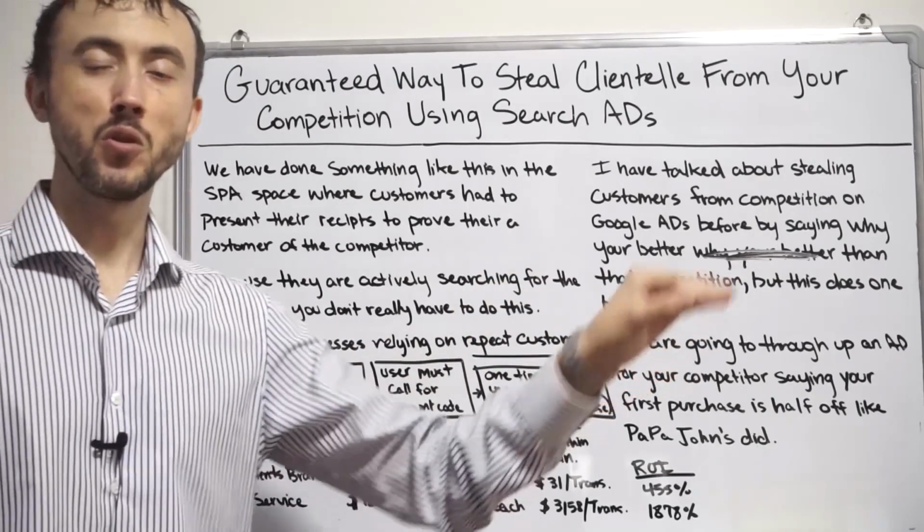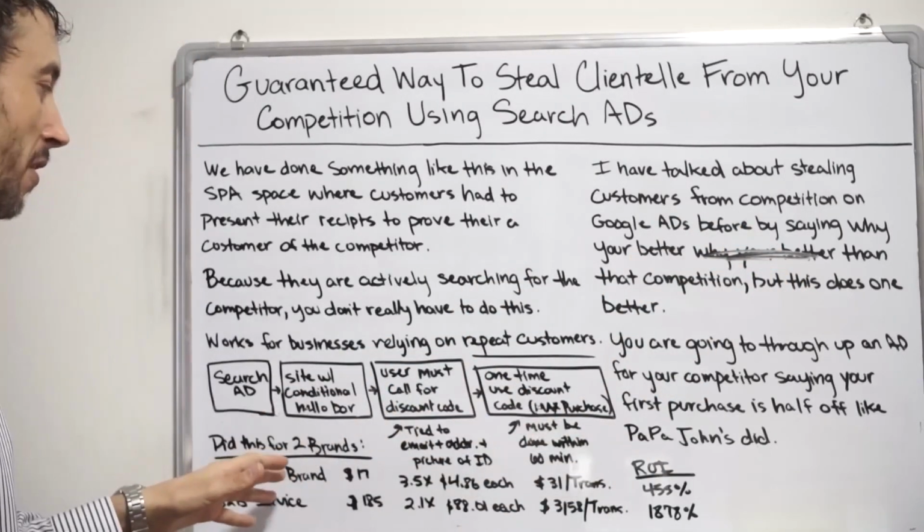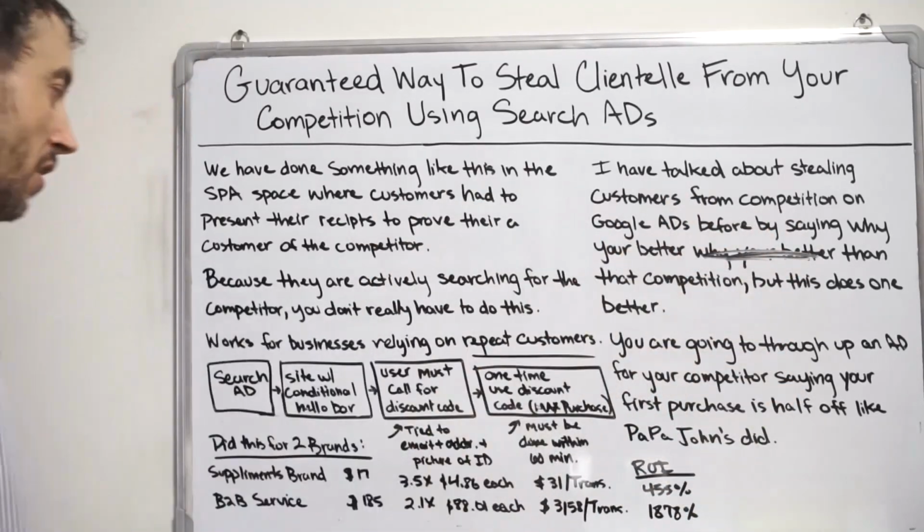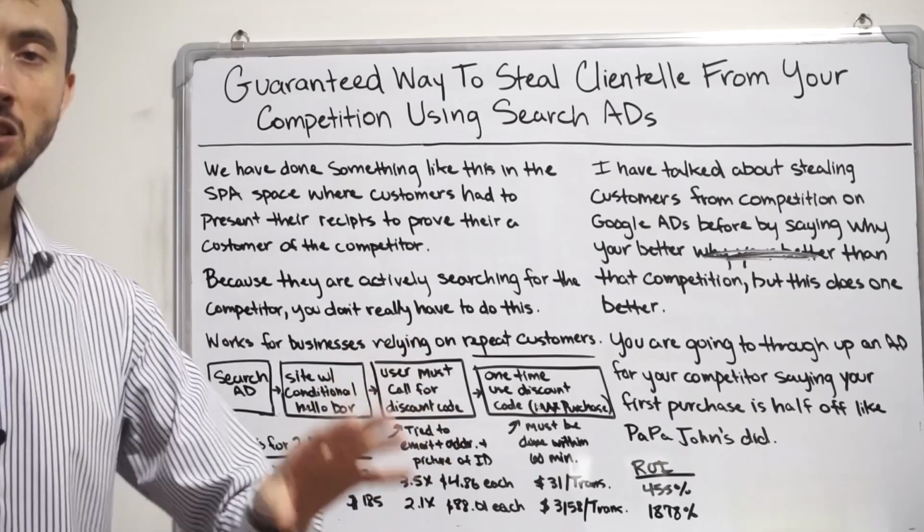Anyway, so $17 to get somebody, in terms of advertising cost, to have our ad show up in front of somebody who's looking for the competitor, to come through our offer and take our half off offer, where we're not making anything in terms of profit on the initial order. Okay, but like I said, you're going to need to do this.